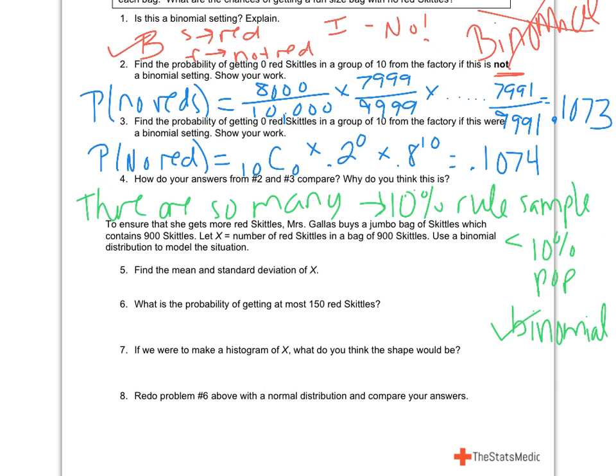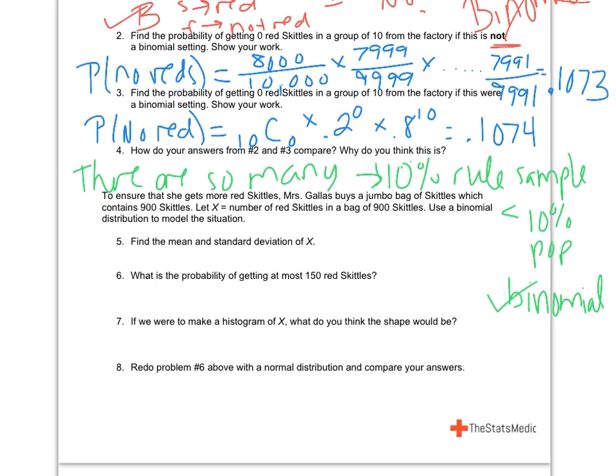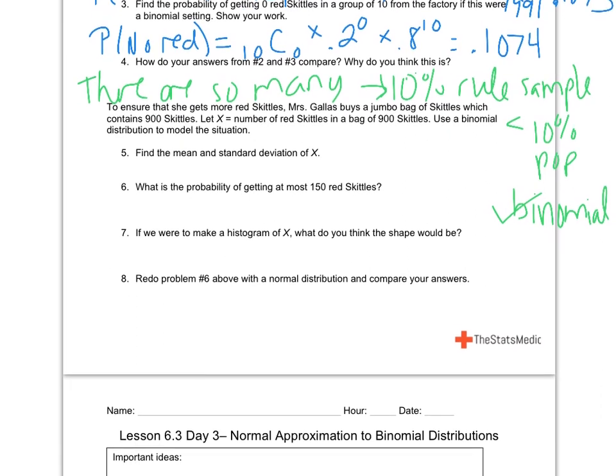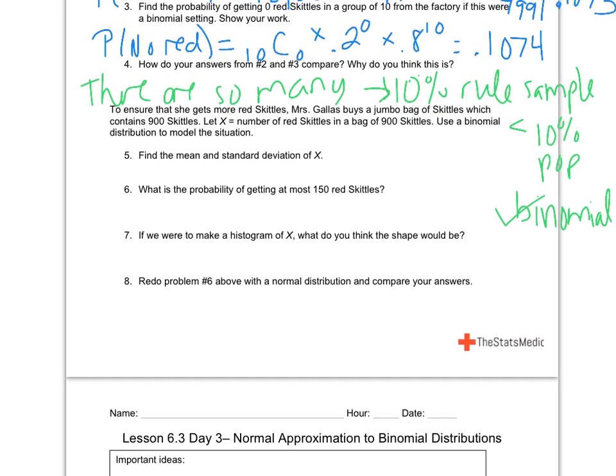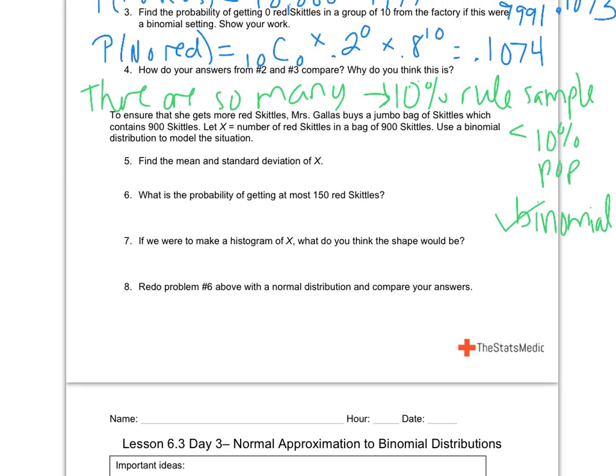So let's look at this next part here. To ensure that she gets more red Skittles, Mrs. Gaius buys a jumbo bag of Skittles, which contains 900 Skittles. Let X equal the number of red Skittles in a bag of 900 Skittles. Use a binomial distribution to model the situation. Okay, so we're looking for the mean and the standard deviation of X.